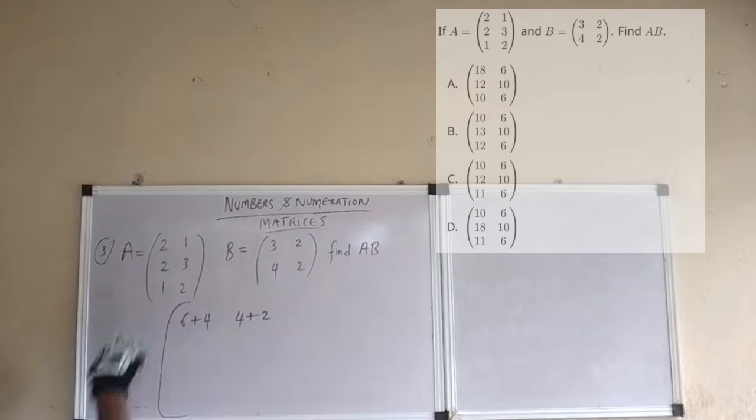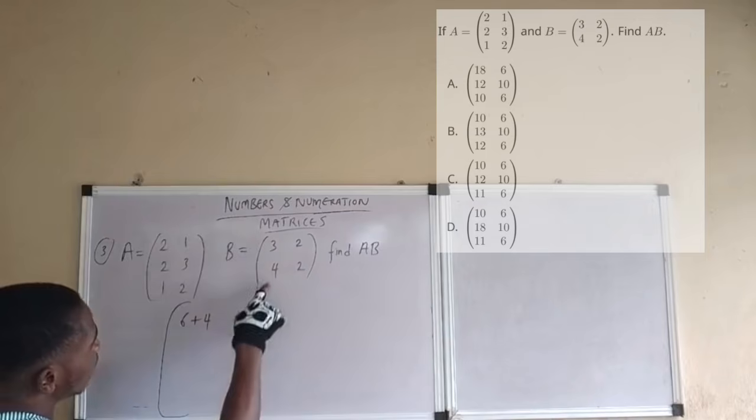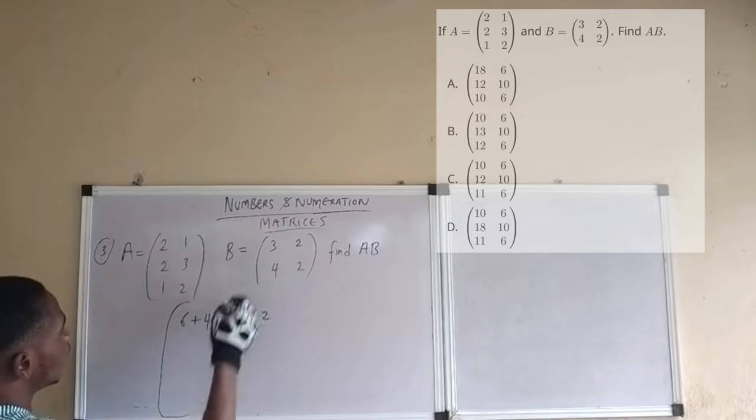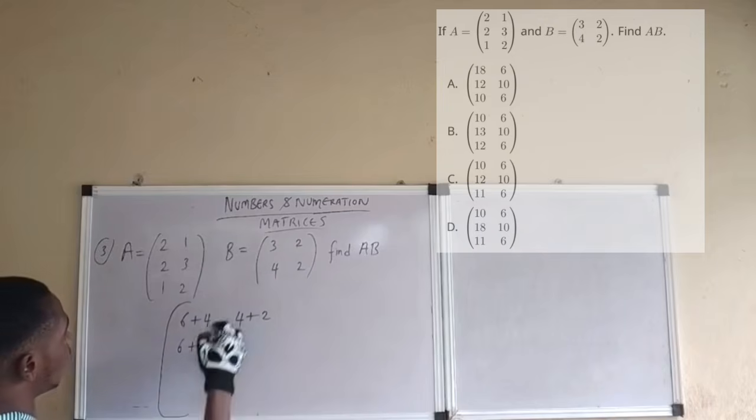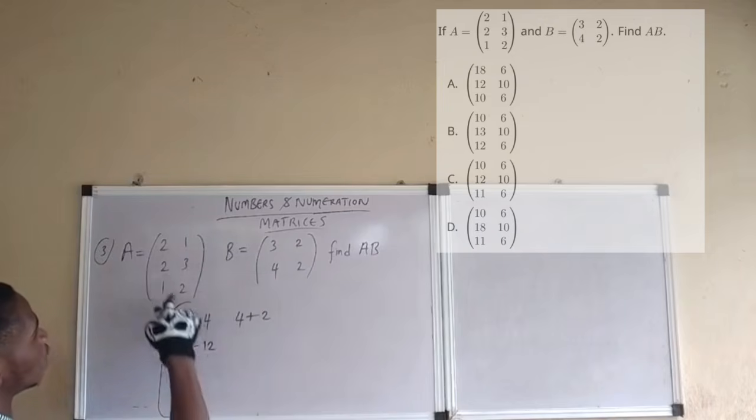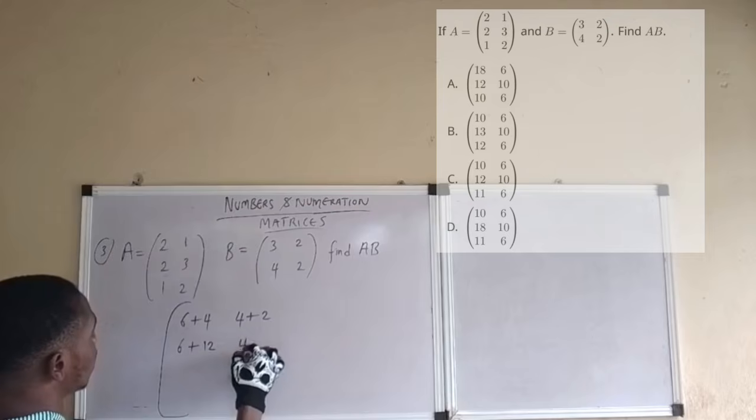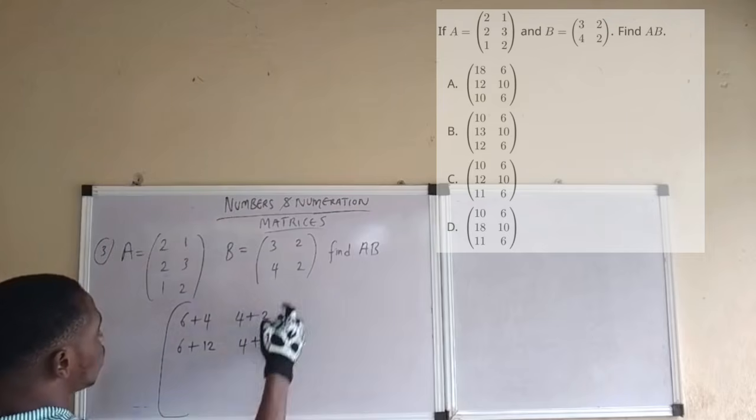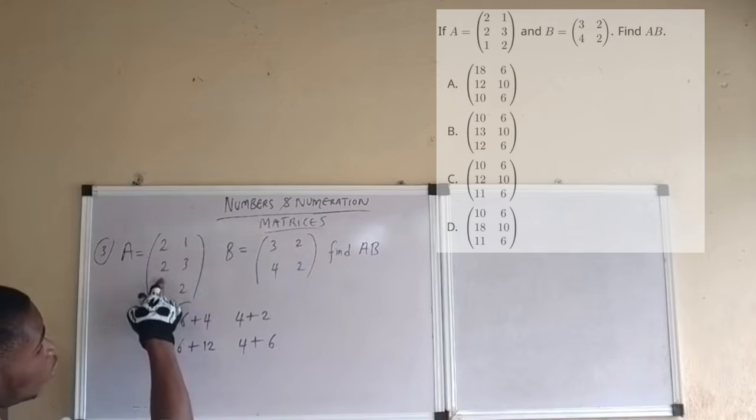Now move to the second row. Okay? For this second row, you use this to multiply this column also. So you have 2 times 3. That is 6. Then plus 3 times 4. That is 12. Now, we move on to the second column. You have 2 times 2. That is 4. Plus 3 times 2. That is 6. Now, we're done with the second column. We are done with the second row, rather.